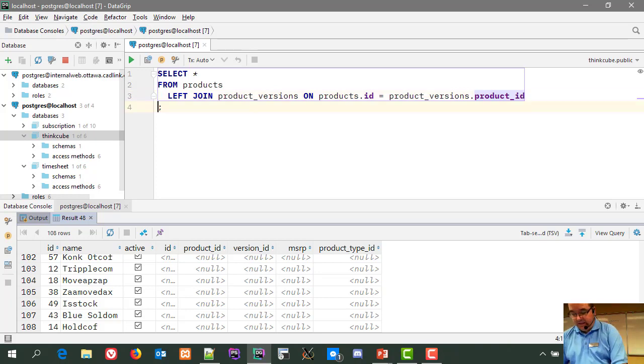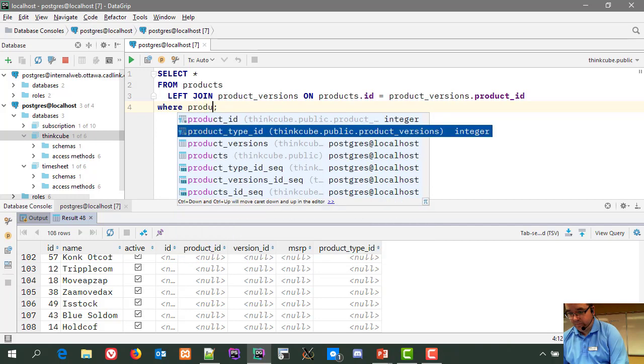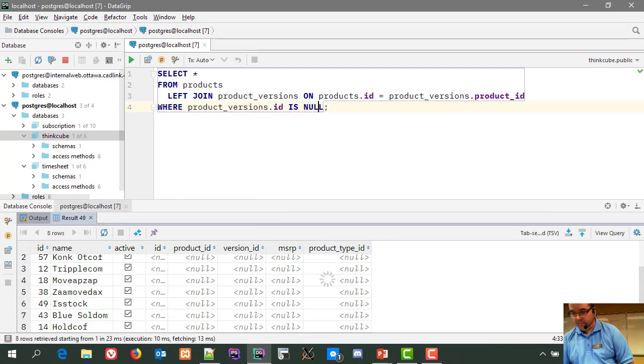And you can actually get a little clever with it. And now it'll give you just the ones that don't have a matching product version. So this query tells me: select everything from products, connect via join to product versions, but I want you to do a left join. In other words, give me absolutely all products, but just give me the ones where the product version ID is null, which tells me it's only giving me the products that don't have a match on the other side.